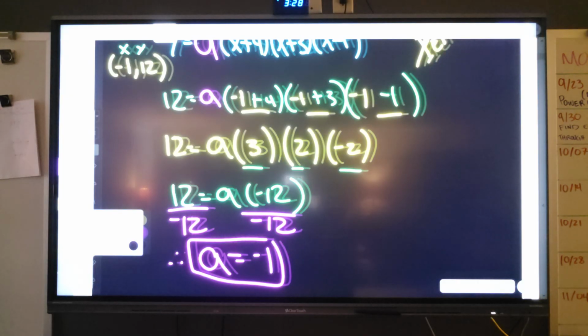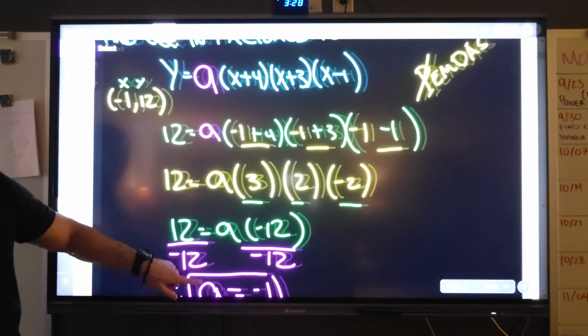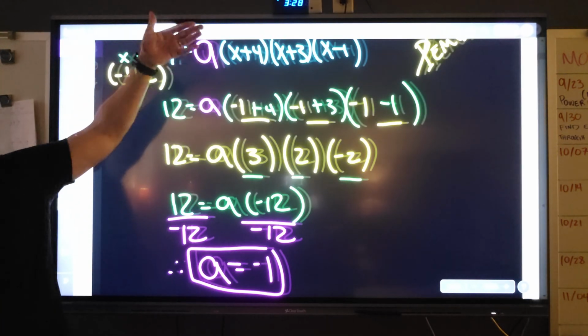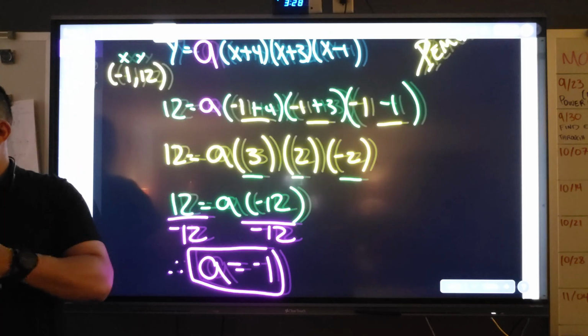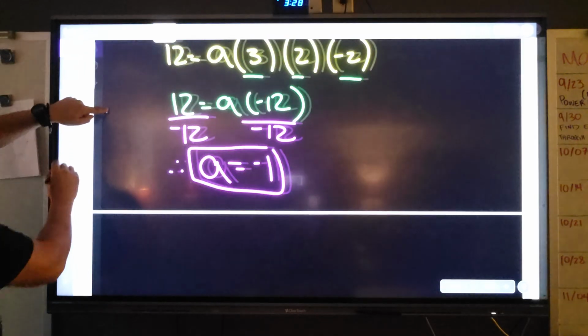And I forgot, why did we even do all that, right? Because you get lost in your work sometimes. The whole point of doing that, the reason we did all that, is because now that we know A, we can plug A back in to that equation, and that's the equation that passes through that point and fits that graph. So that equation would look like this.